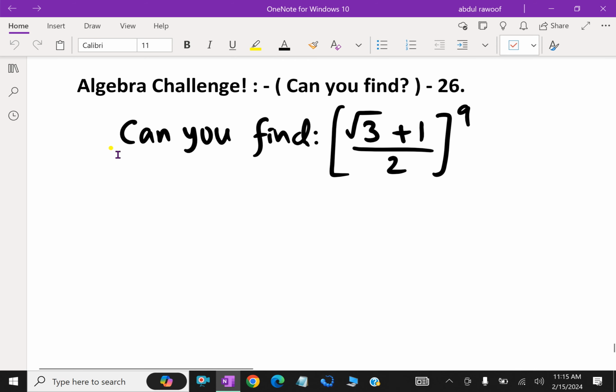Welcome to aminacademy.com. In Algebra challenge, can you find (root 3 plus 1 over 2) power 9? It's a challenging problem. Let us try this.